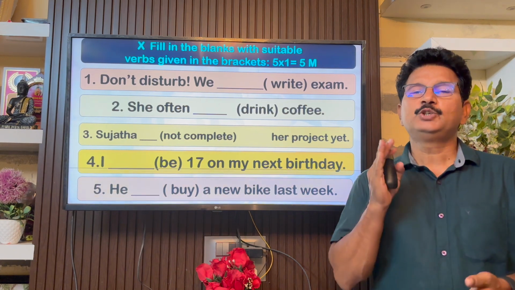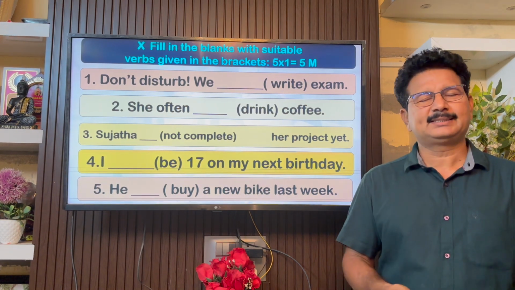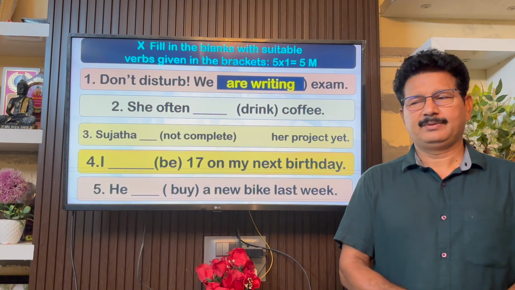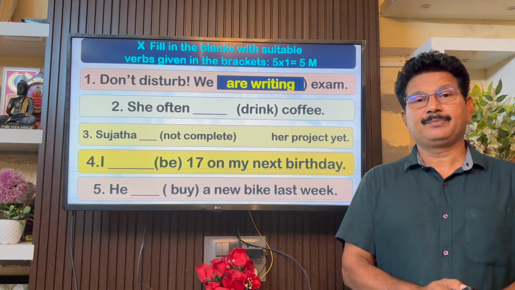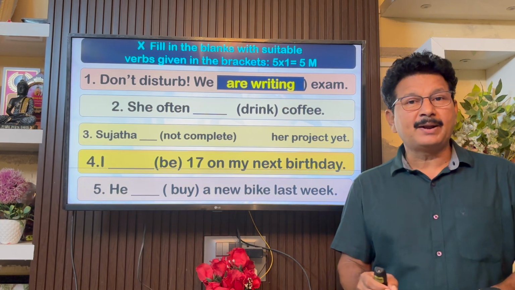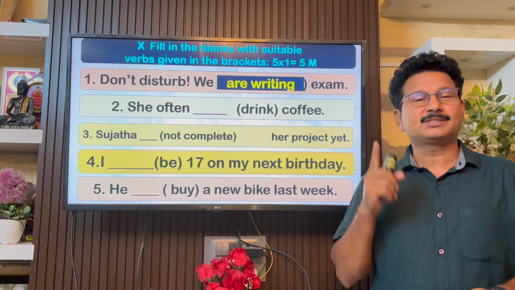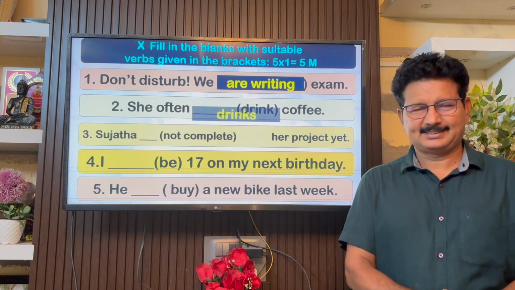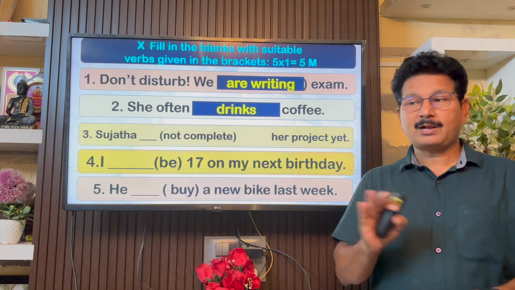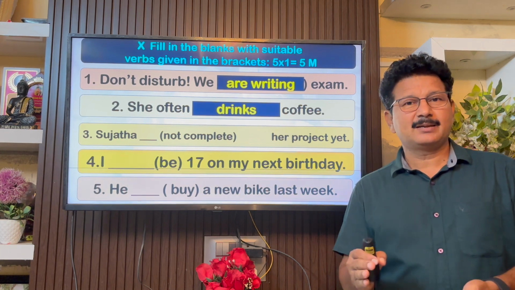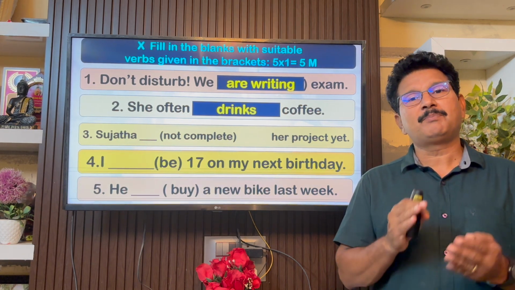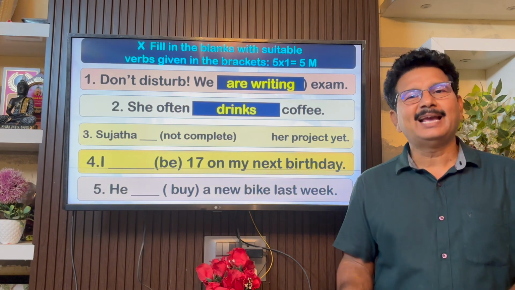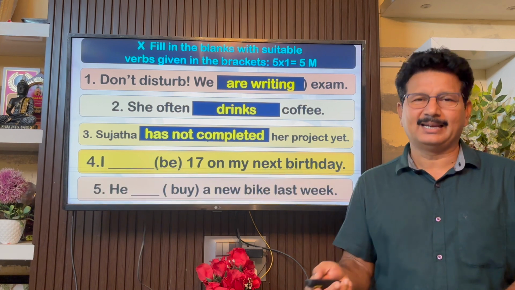So when we say "don't disturb" or "wait" or "listen", it's present continuous tense. So we are writing exam. The second one is "she often". So "often" indicates simple present tense, and then you have to think about the structure because it has begun with "she". So it's "she drinks coffee". And "Sujata not complete her project yet". So "yet" is a keyword related to present perfect. Again, the subject starts with Sujata, so it should be "she has not completed her project yet".